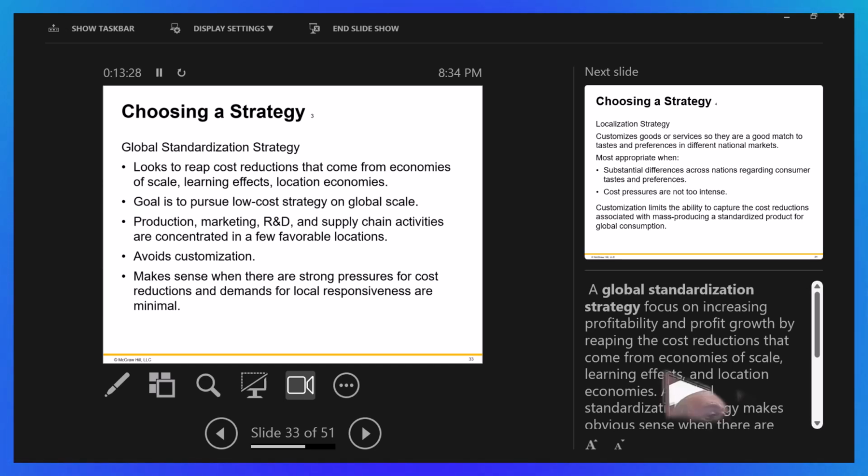The global standardization strategy looks to reap cost reductions that come from economies of scale, learning effects, and location economies. The goal is to pursue a low-cost strategy on a global scale. Production, marketing, R&D, and supply chain activities are concentrated in a few favorable locations. It also avoids customization, and it makes sense when there are strong pressures for cost reductions and demands for local responsiveness are minimal.